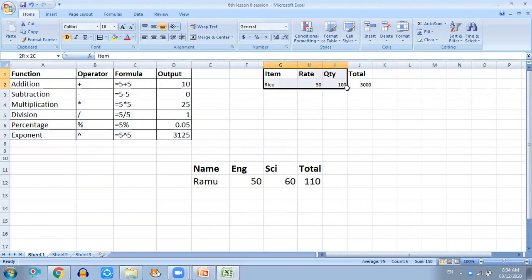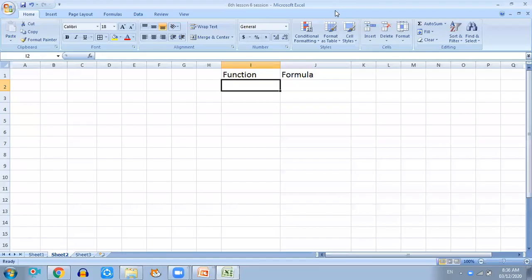Two more examples we have learned through this: one example of rate and quantity, how we can multiply, and total marks, how we can do it with the help of addition. Two operators we have practiced. I hope it's clear to you. Please keep practicing. When you practice, only then will you get a clear idea of this.